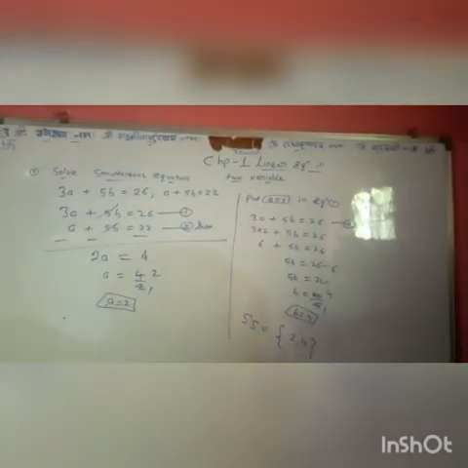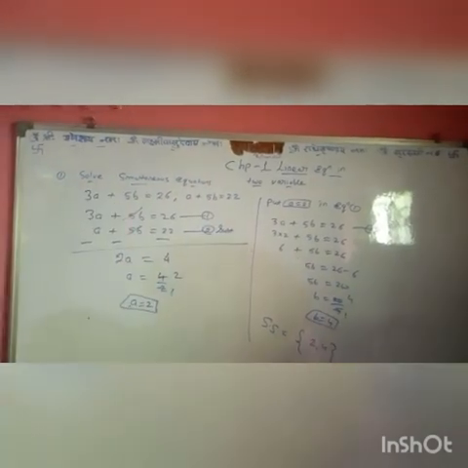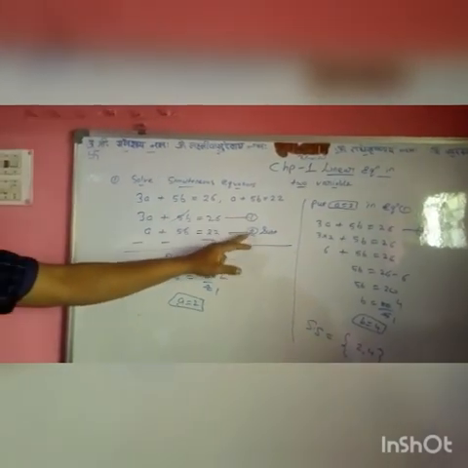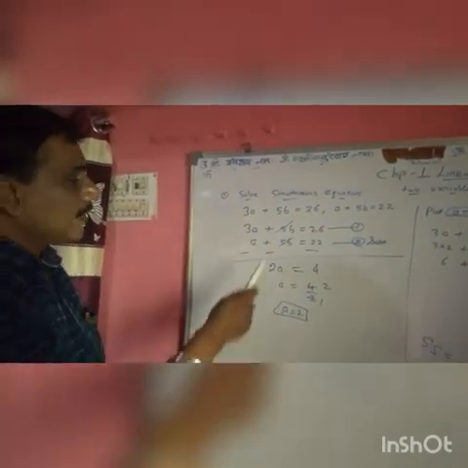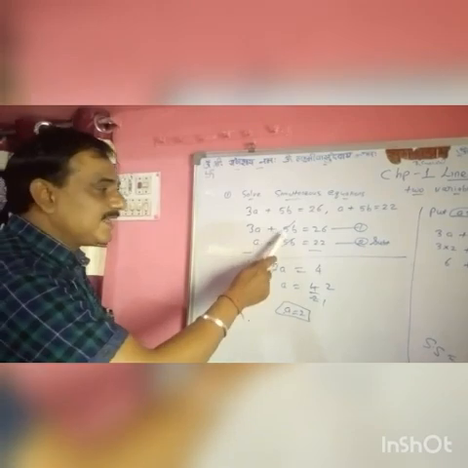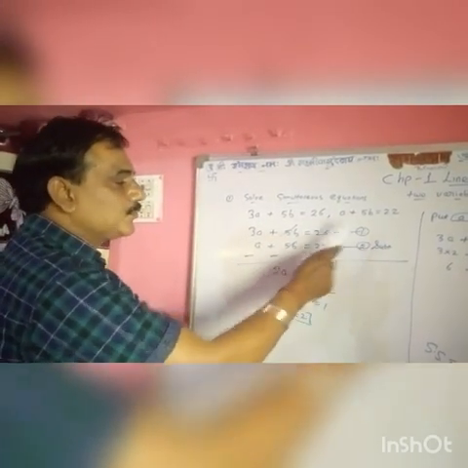How have we solved this equation? Once again we will see. 3a plus 5b is equal to 26. a plus 5b is equal to 22. Write down equation 1 and equation 2. Observe it. Which one is similar? Here plus 5b and plus 5b. This variable is similar. It means we have to subtract equation 2 from 1.